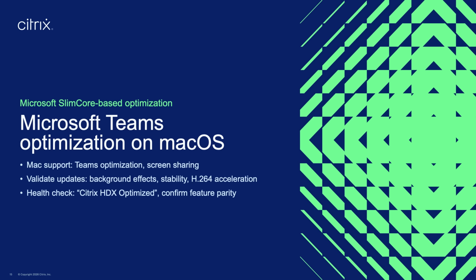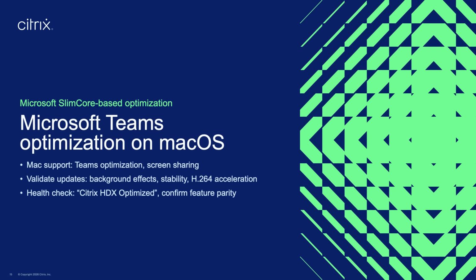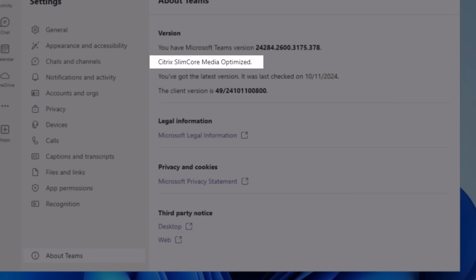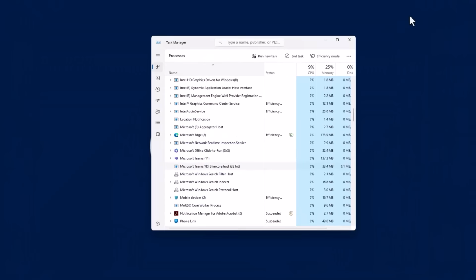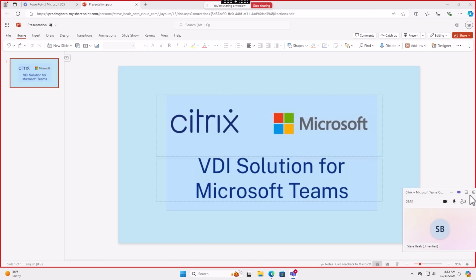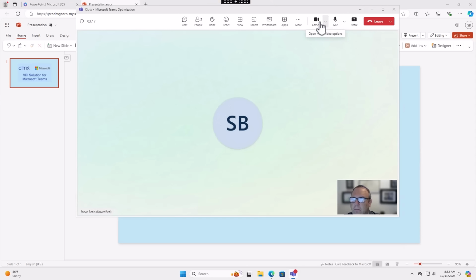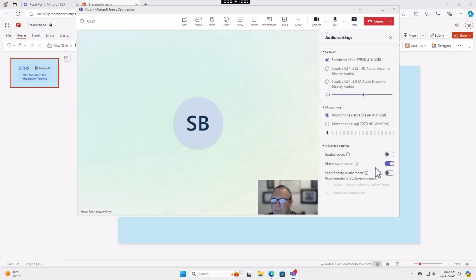The simple way to confirm you're on the optimized path is to check for the Citrix HDX optimized indicator in the Teams client, and then sanity check the things your users actually care about: audio and video stability, background effects, and whether media acceleration is working as expected. Microsoft's SlimCore-based optimization keeps evolving, and that's a good thing because it continues to improve the Teams experience in virtualized environments. The operational takeaway is to standardize on known good versions and keep a small Mac validation ring so you can adopt updates confidently and keep production user experience consistent.